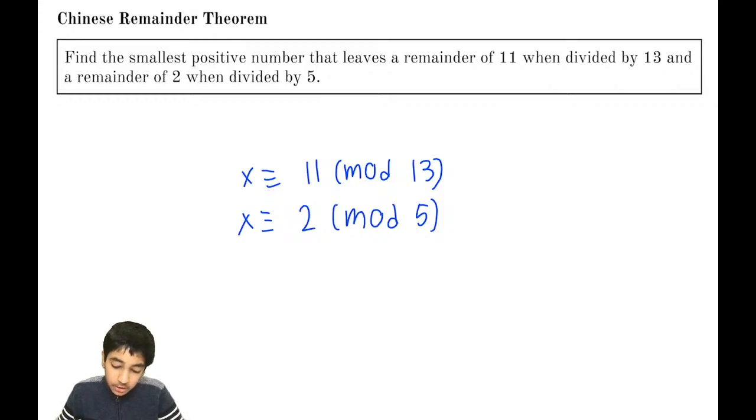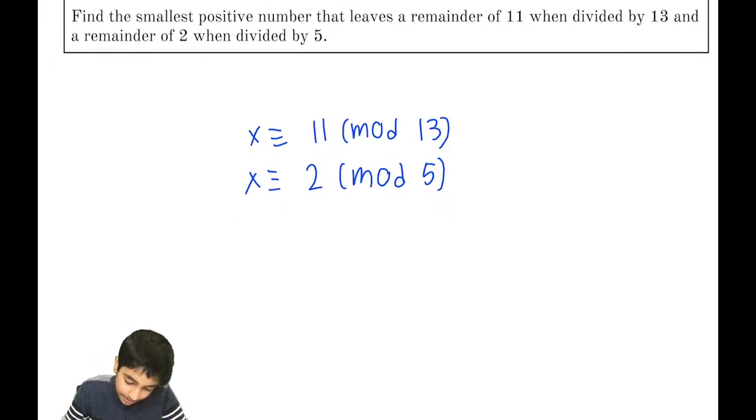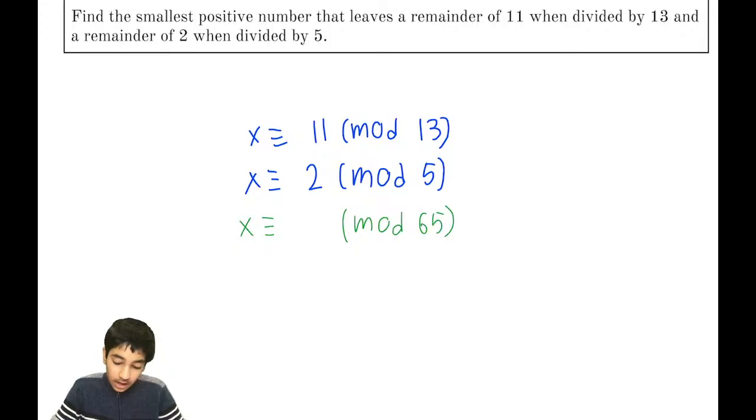Right? So basically what the Chinese remainder theorem states is that there will be a unique solution for x modulo 65. So basically, if you have a value of x mod 5 and mod 13, there's going to be a unique solution mod 65. Sorry, let me make it clear. There's going to be a unique solution modulo 13 times 5, if and only if 13 and 5 are relatively prime.